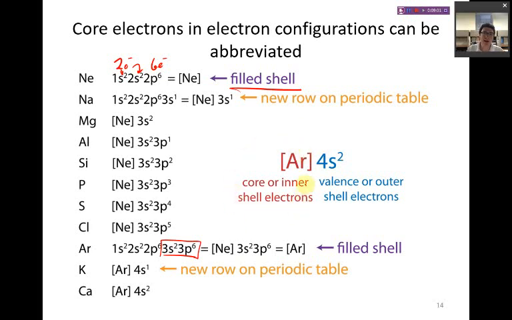This is indicating that the inner or core electrons are indicated by that noble gas configuration, and then the other electrons are what we call our valence electrons. These are the electrons that actually do the chemistry, and we'll talk more about those later.